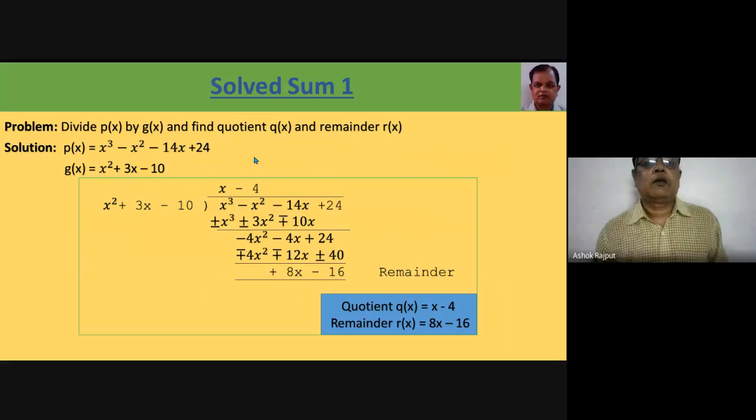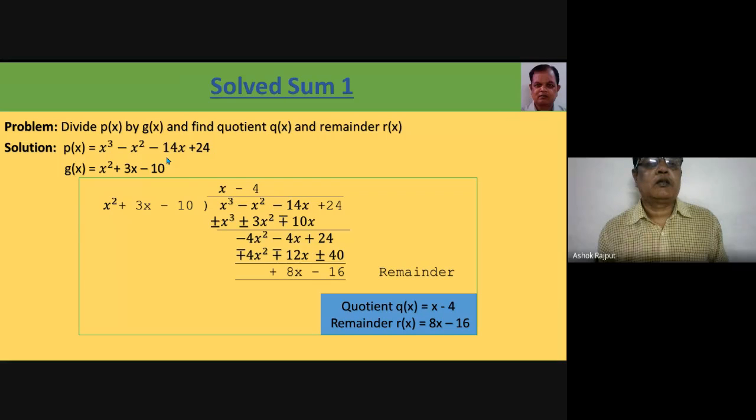Solve sum 1. Divide p(x) by g(x) and find the quotient q(x) and remainder r(x). Here p(x) is x cube minus x square minus 14x plus 24, and g(x) is x square plus 3x minus 10. Now we will divide x cube minus x square minus 14x plus 24 by x square plus 3x minus 10.